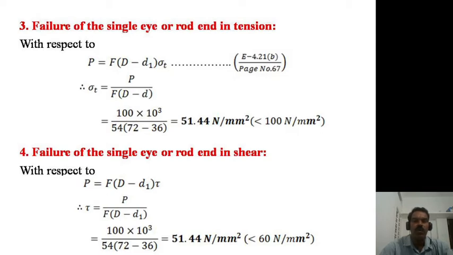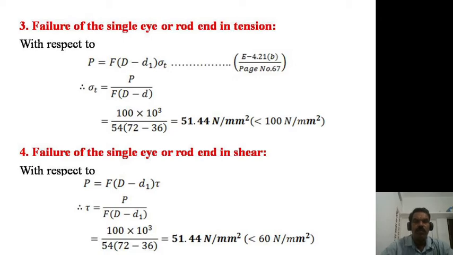Load is equal to area of the single eye into the concerned stress, that is sigma t, tensile stress. Therefore what is the area? Area is equal to capital F into bracket capital D minus small d1, into tensile stress sigma t. So what we have to calculate here is sigma t. Taking sigma t outside, sigma t is equal to P divided by F into bracket D minus d1.